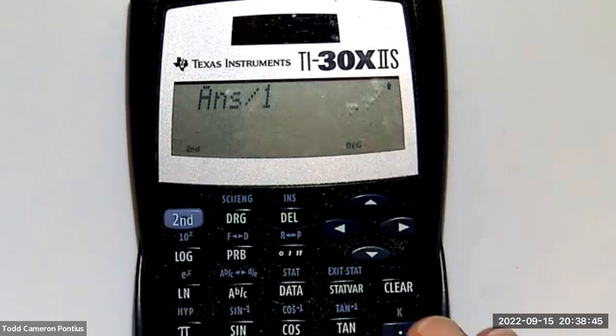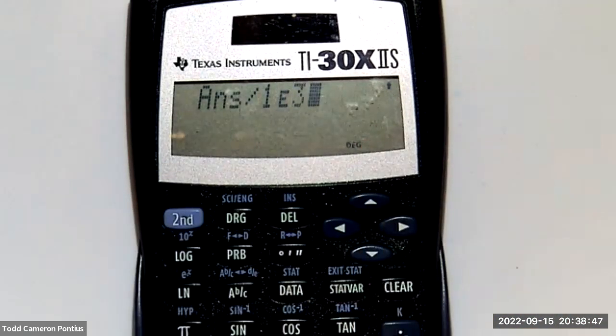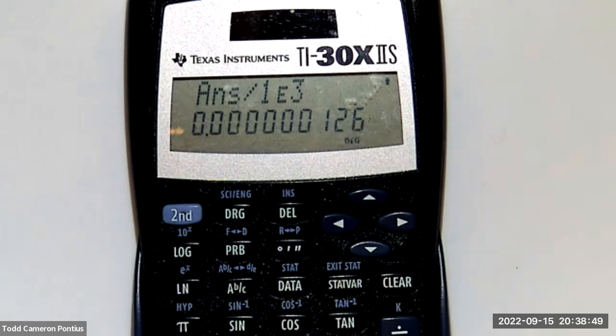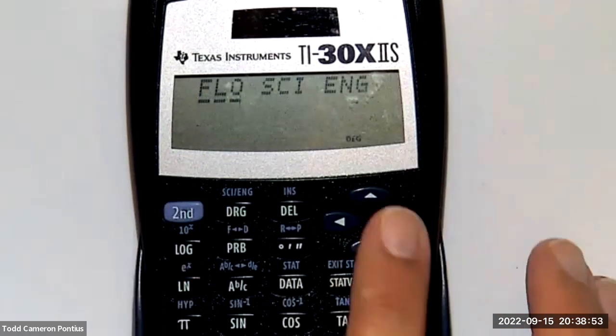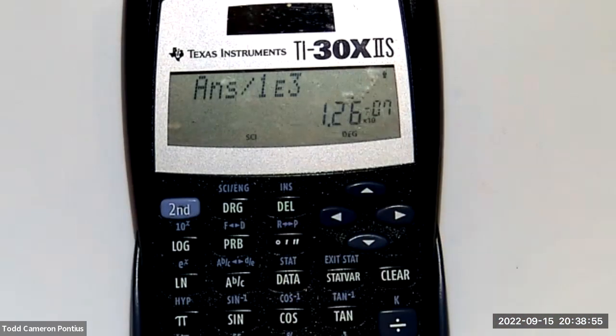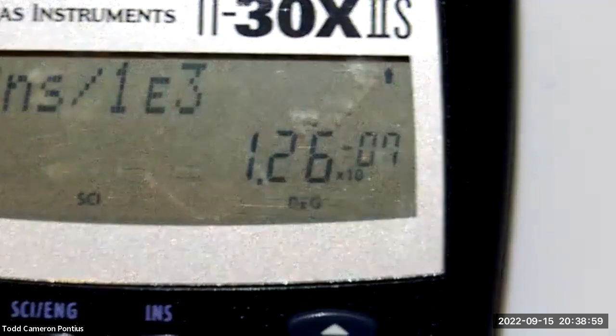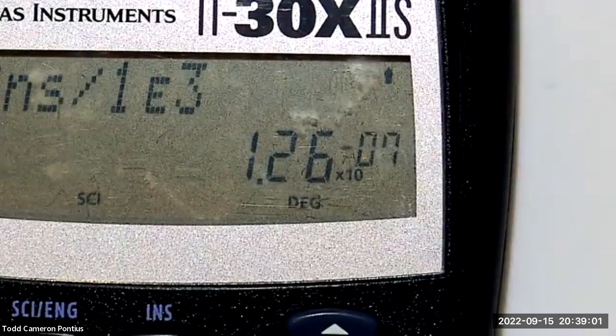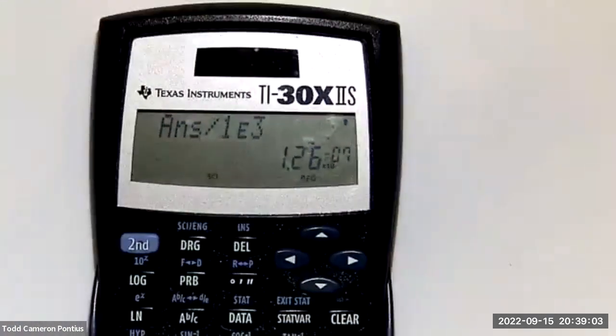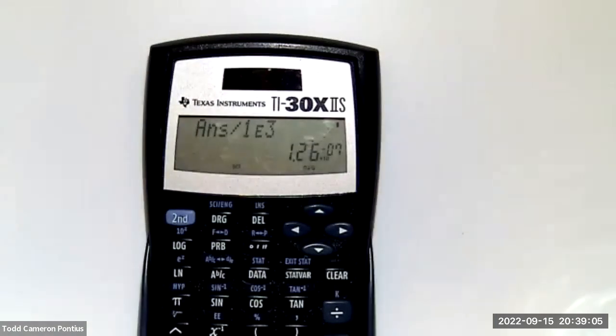1 times 10 to the 3rd to turn it from grams into kilograms. And then you can switch into scientific notation. And voila, we have our answer. Okay. So just general recommendation, make sure that you're well acquainted with the functions and features of your calculator.